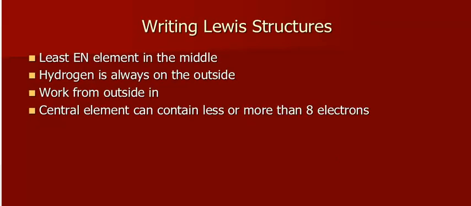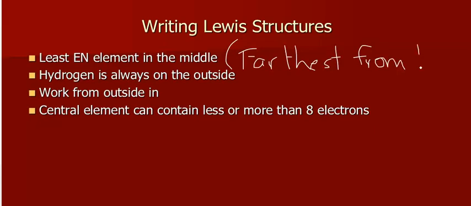One of the big ideas with molecules and covalent bonds is writing Lewis structures. I've given you 4 rules here that I follow whenever I write Lewis structures. First of all, number 1, the least electronegative element is in the middle. And so when you look at the periodic table, the element that is farthest from F is in the middle because F is the most electronegative. Hydrogen is always on the outside because hydrogen only wants 2 electrons. It's always on the outside of the structure.